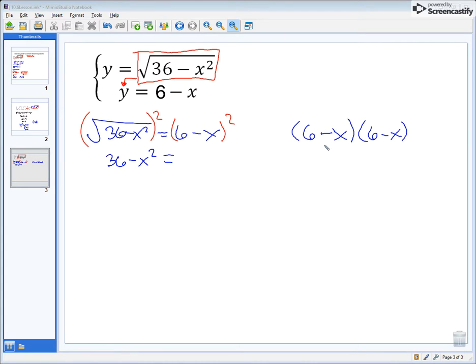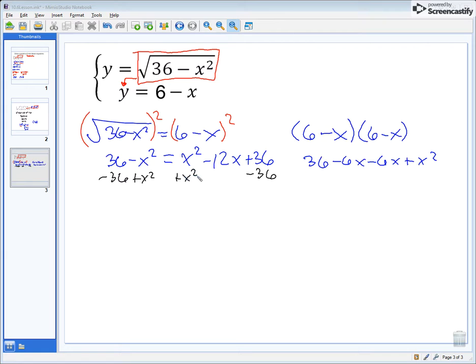Which means I need to FOIL this. So I get 36 minus 6x minus 6x plus x squared. So that is x squared minus 12x plus 36. Now I can get everything onto the same side. I'm going to subtract the 36 and add the x squared. Now I have 0 is equal to negative 12x, and that's it.